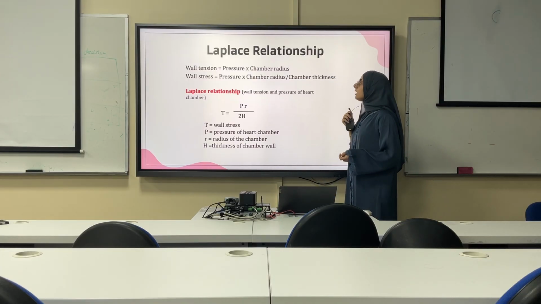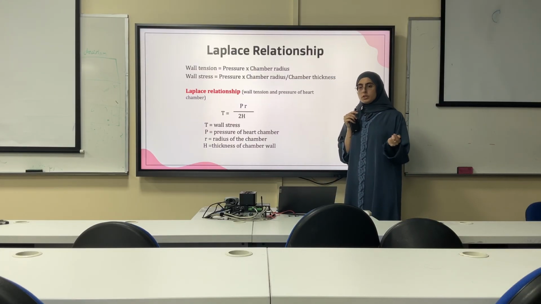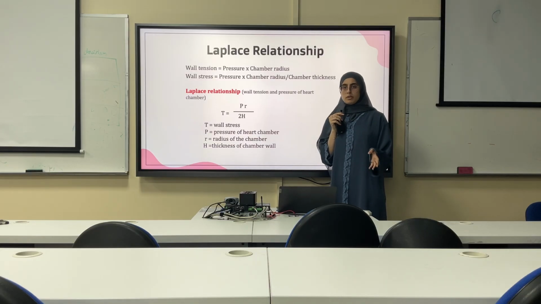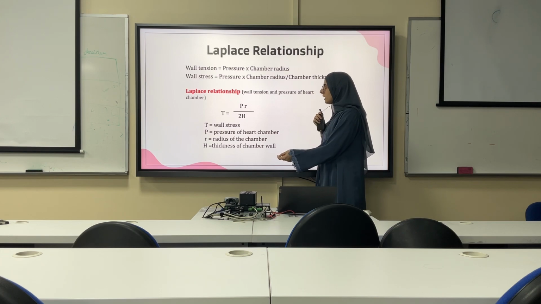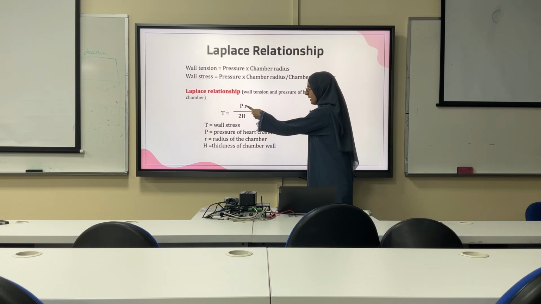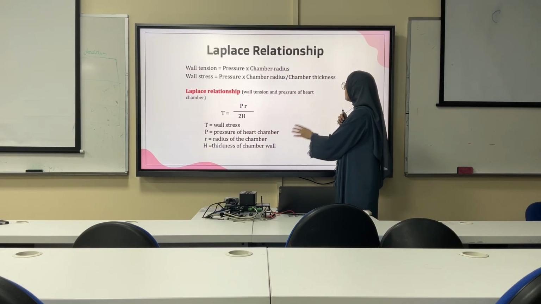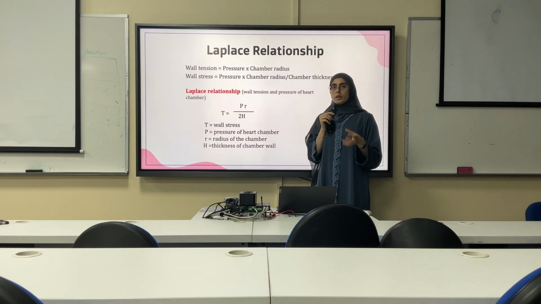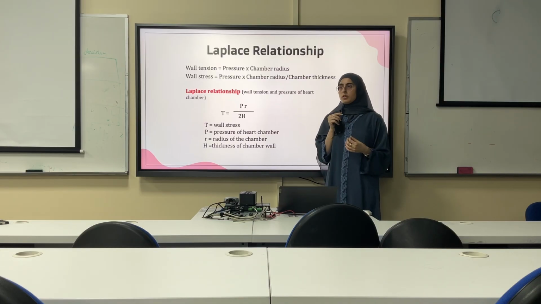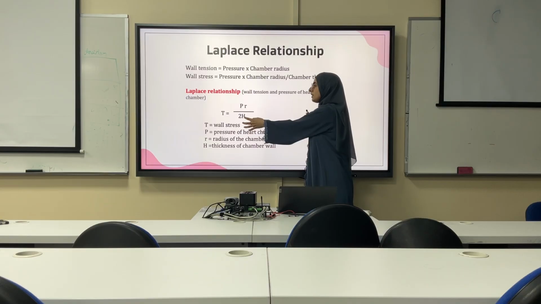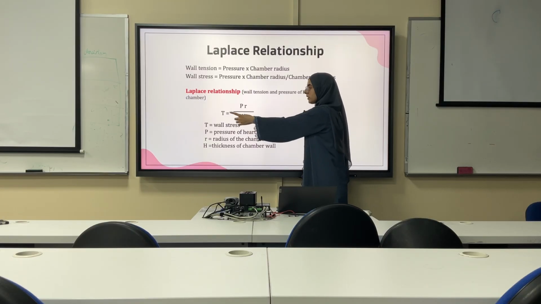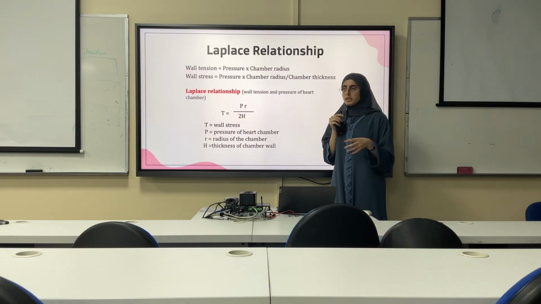Then we came to the Laplace relationship, which talks about wall tension and wall stress. It's basically a way of explaining that when you increase the pressure, the stress, which is the pressure times the chamber radius divided by the thickness, increases. So when pressure increases, the stress on the heart increases. As a compensatory mechanism, the heart is going to thicken. When thickness increases, the stress is going to decrease, but other factors could vary.